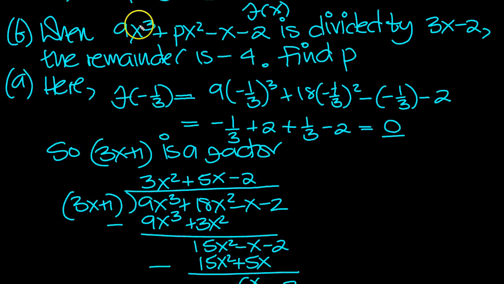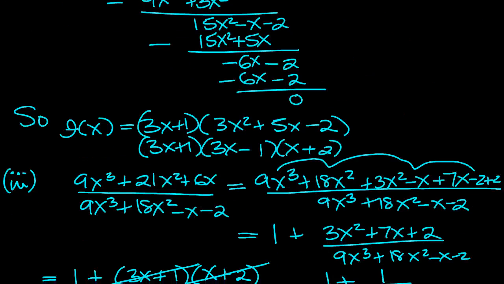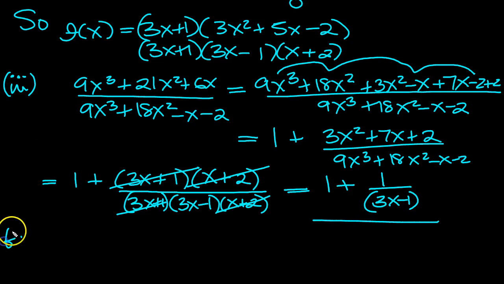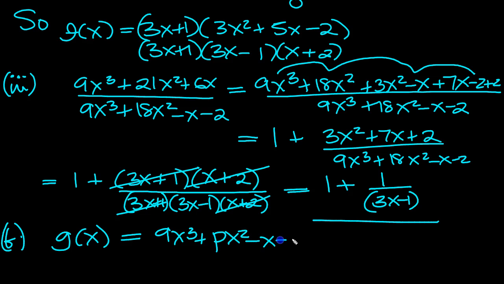Okay, so part B now. When 9x cubed plus px squared minus x minus 2 is divided by 3x minus 2, the remainder is minus 4. Find p. So let's call it g of x. This is part B, so another function, g of x, is equal to 9x cubed plus px squared minus x minus 2, divided by 3x minus 2, and the remainder was minus 4. I'm just summarizing the question here.